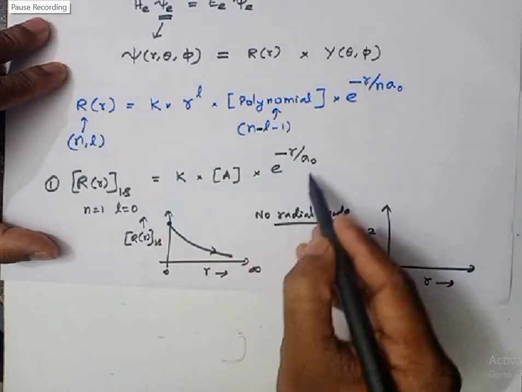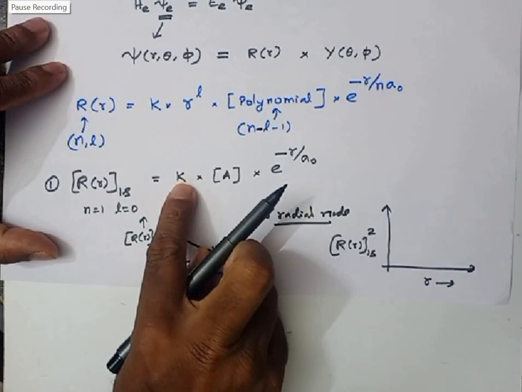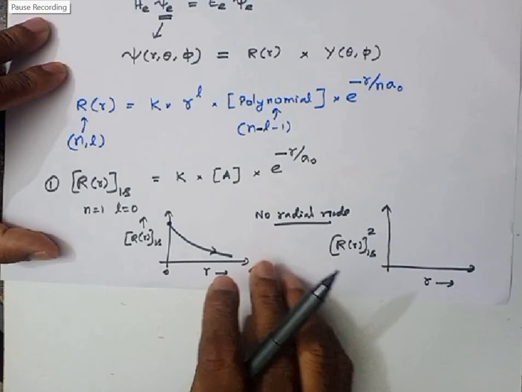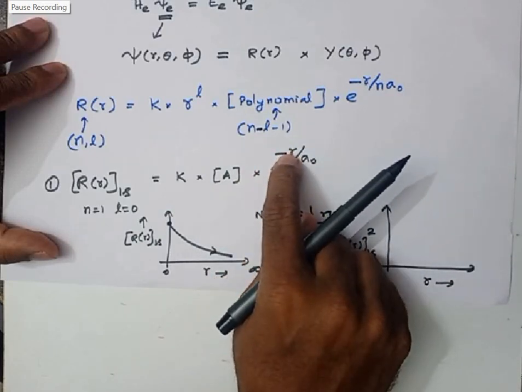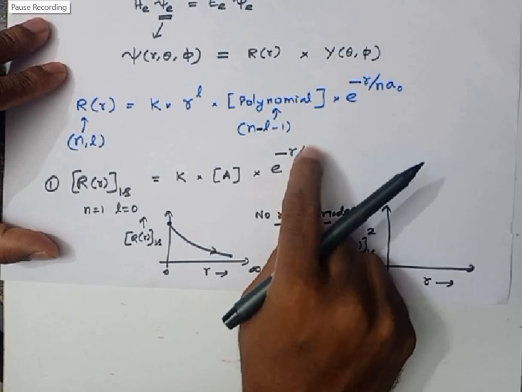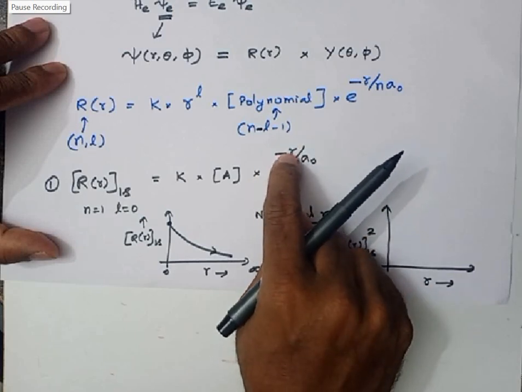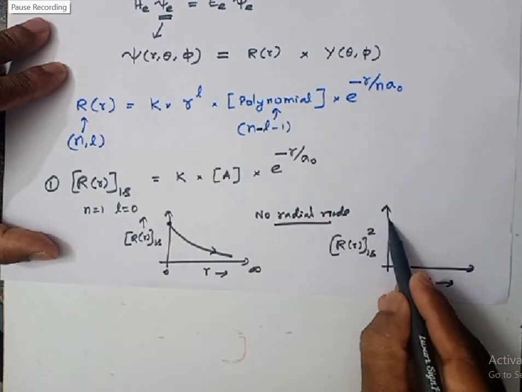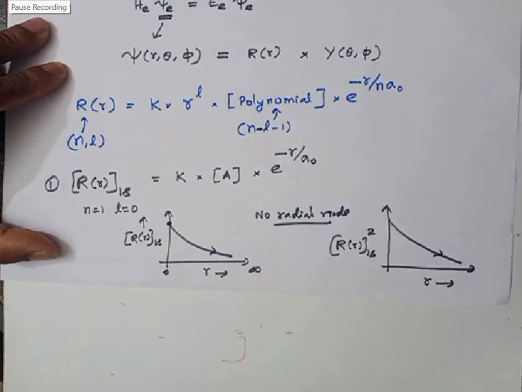If I take the square of this, I'll get k square. K square anyway is a constant. I'll get a square, that is also a constant. Then if I take the square of this, I'll get e power minus 2r by a naught. Anyway, that function also behaves like your radial function.